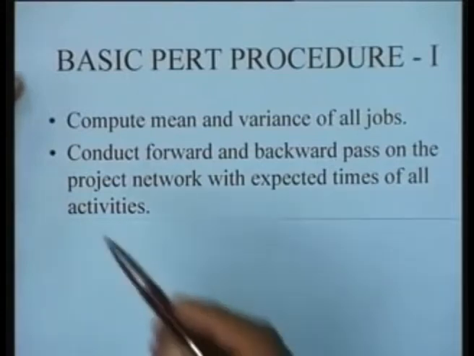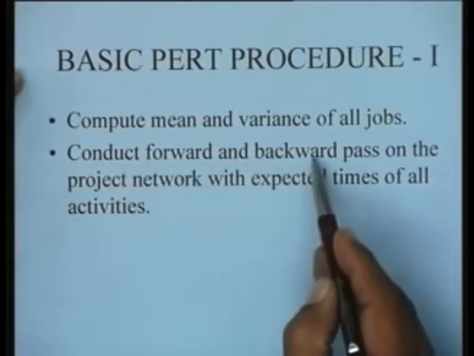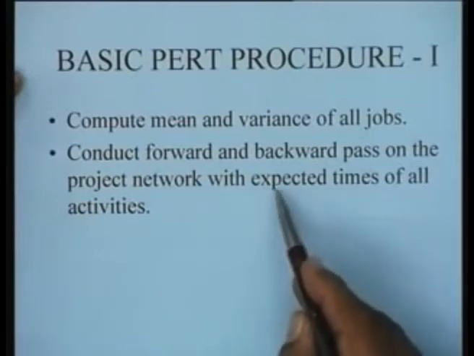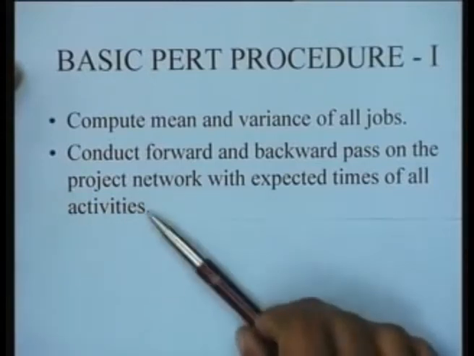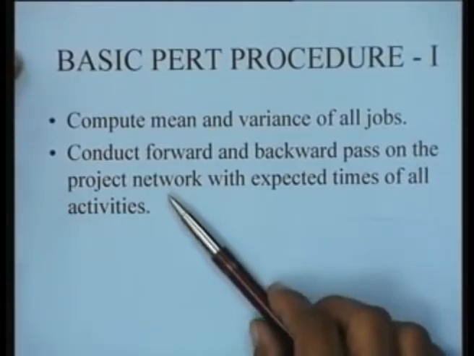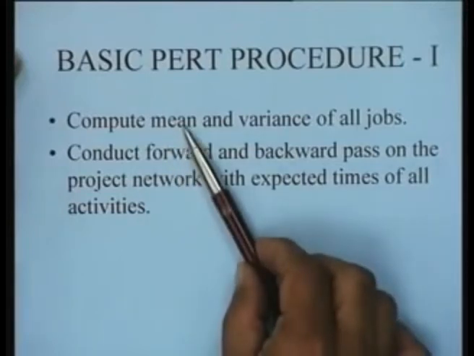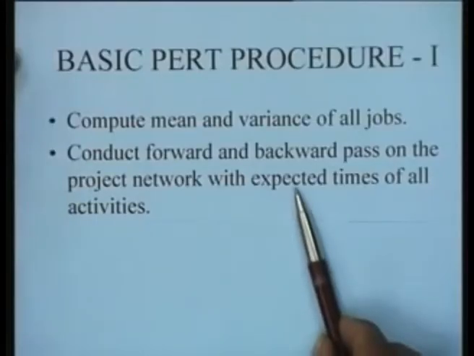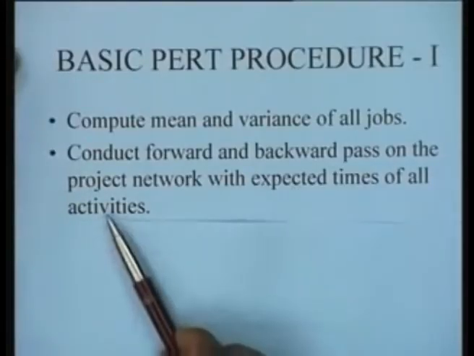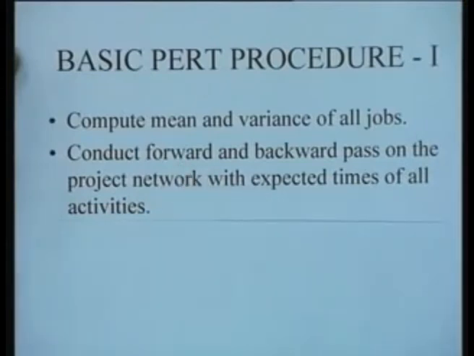Thereafter, what we do is we conduct a forward and a backward pass on the project network with the expected times for all activities. See, what is being done here is that since we have computed the expected time for each job, we sort of convert the problem into a deterministic problem and do basic scheduling in much the same manner that we determine the critical path in a deterministic network. The only thing that we are doing is we are using the expected times for all the activities and are now computing a forward and a backward pass.